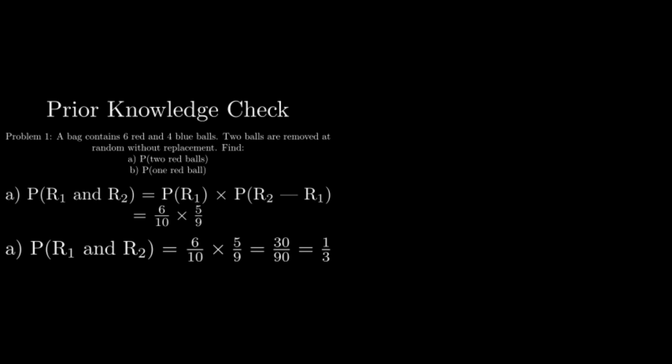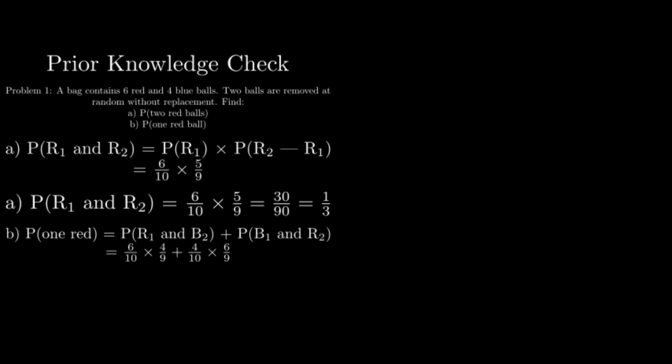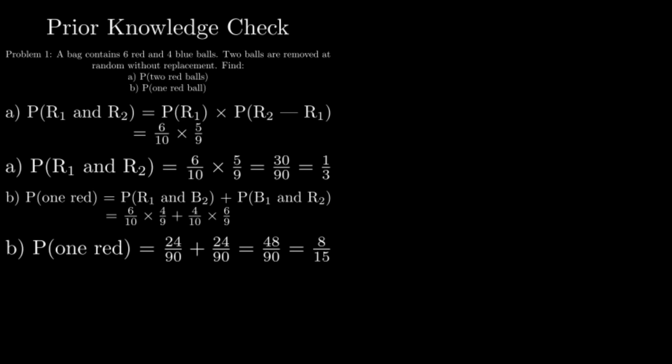Now for part B, getting exactly 1 red ball. This can happen in 2 ways. We could draw a red then a blue or a blue then a red. We need to calculate the probability for both scenarios and add them up. The probability of red then blue is 6 over 10 times 4 over 9. The probability of blue then red is 4 over 10 times 6 over 9. Notice the denominators decrease to 9 because of no replacement. Both scenarios give us a probability of 24 over 90. Adding them together, we get 48 over 90, which simplifies to 8 over 15. So there's an 8 in 15 chance of drawing exactly 1 red ball.